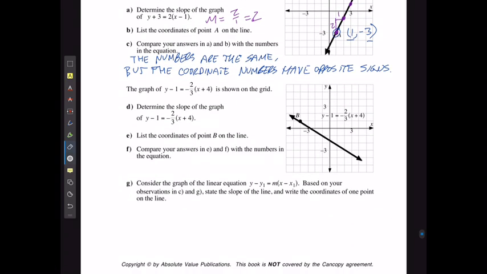Alright, looking at another example. The graph y minus 1 is equal to negative 2 over 3 bracket x plus 4 is shown on the grid. Determine the slope. So I'm going to start on this exact point that I can see here, and then I'm going to look for other exact points that exist. To get from one to the other, I had to go down 2 and right by 3. So my slope was negative 2 over 3.